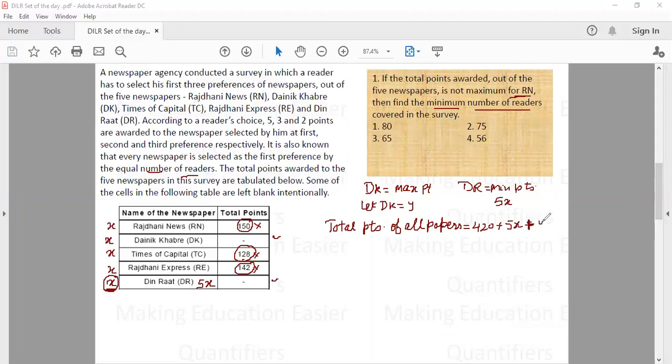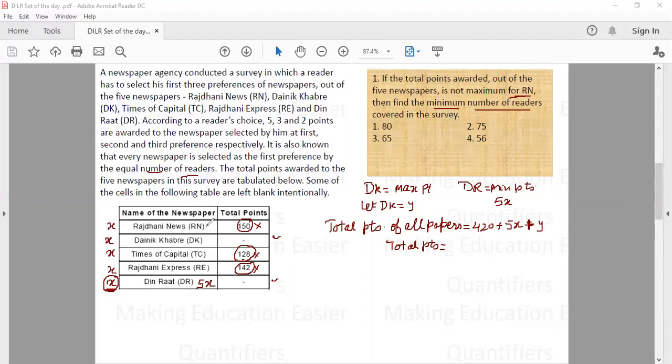So these are the total points. Also, we can find the total points in another way. Can I say that if X people rated Dinrat as the first preference, X also rated Rajdhani Express as their first preference, and so on.